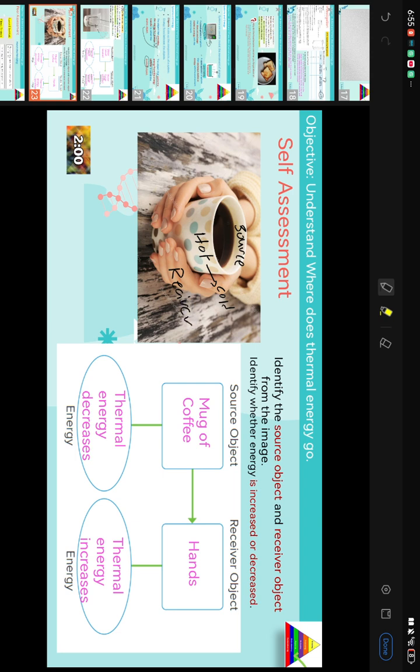If the mug keeps losing energy, the thermal energy of the mug will decrease, and it will keep decreasing until it reaches thermal equilibrium also. But the hands will absorb energy from the mug, so their thermal energy is going to increase.